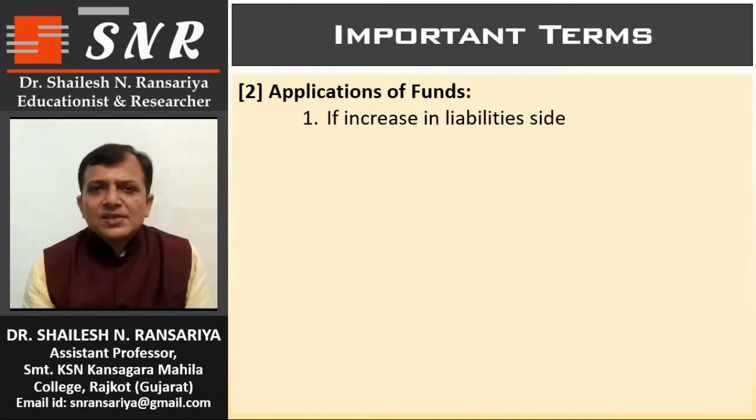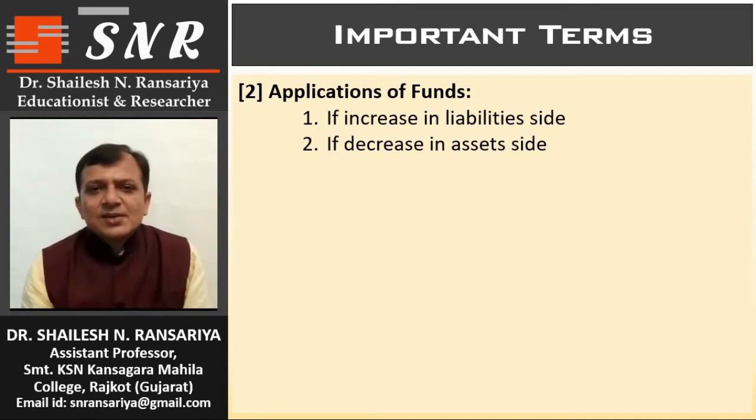If there is an increase in the liability side, if any liability increases, it becomes an application of fund. Suppose in the balance sheet, tax liability is rupees 3 lakhs. In the adjustment, the actual tax liability for the current year is rupees 4 lakhs. So it is an increase in the liability side, it becomes an application of fund. Number 2, if there is a decrease in the asset side. Suppose the market value of any asset is less than the book value, it becomes an application of funds.